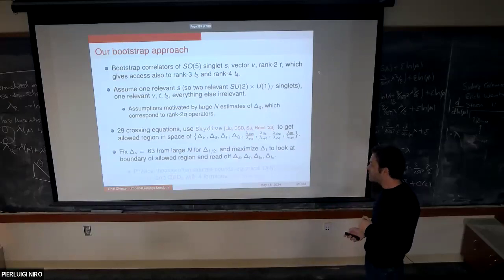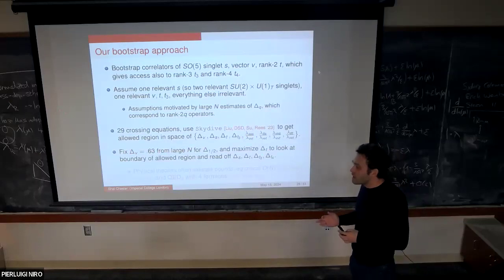So the next thing we do is that we fix the value of the scaling dimension of the rank 1 to be 0.63. This is motivated either by the large N expansion or by the Monte Carlo estimate. They both said 0.63, so we use this as an input. Then we maximize the value of delta t, and this pushes us to the boundary of the allowed region.